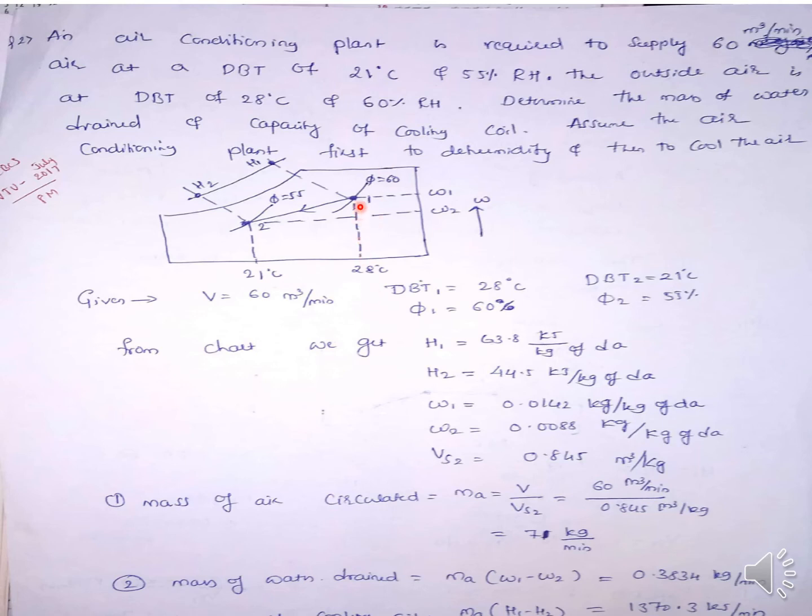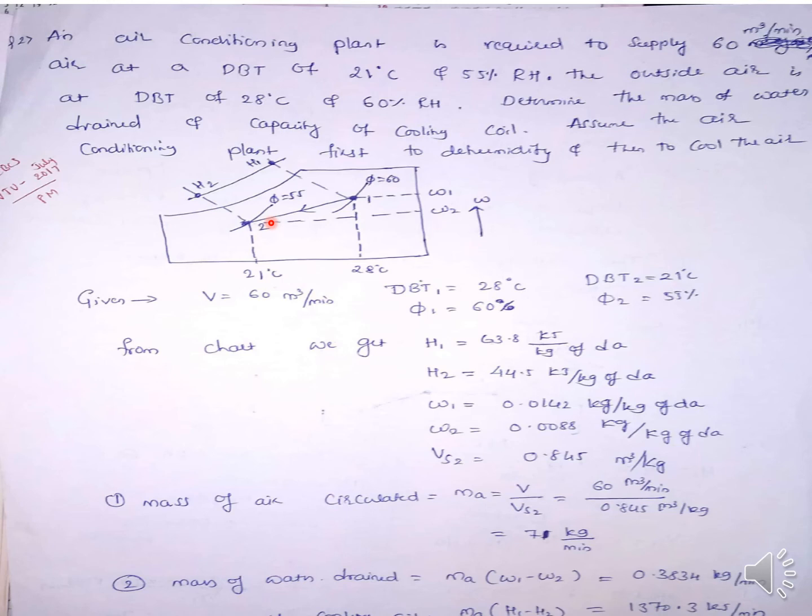28, just draw the straight line. 60% RH is curve, just mark a point, right? From this point, second point, you just mark what all things are given. 21 degrees Celsius is requirement and 55 is requirement. So 55, just see the curve, and 21, just mark the second point. Just draw the line like this, because from here to here I am coming. I want to reduce 60 to 55, 28 to 21. Right.